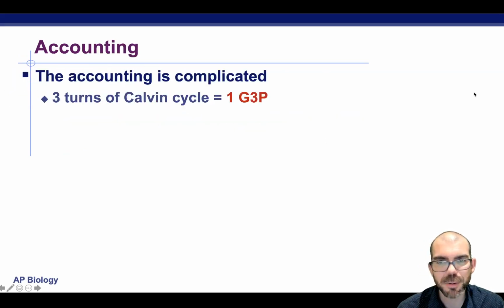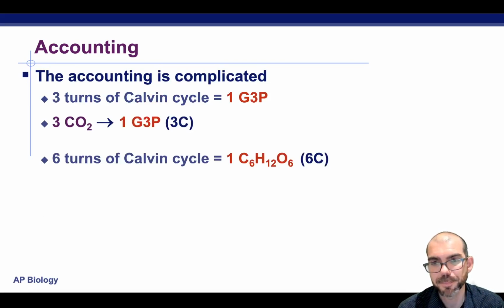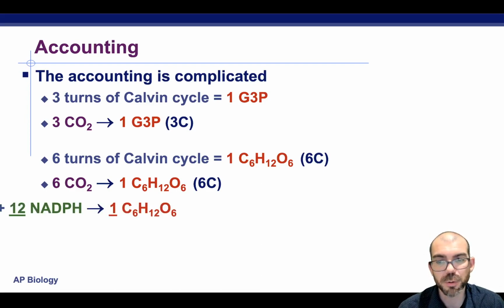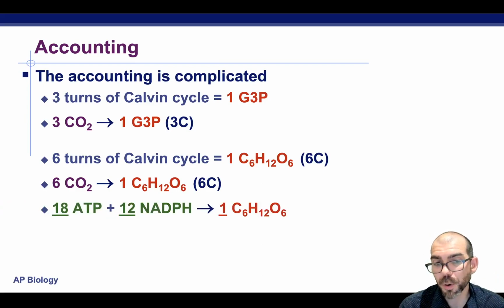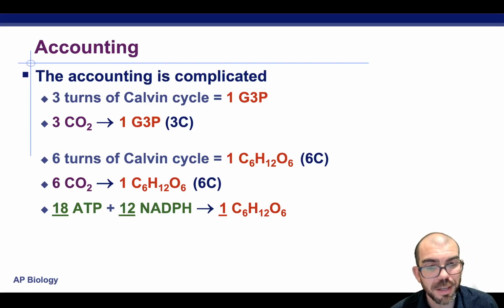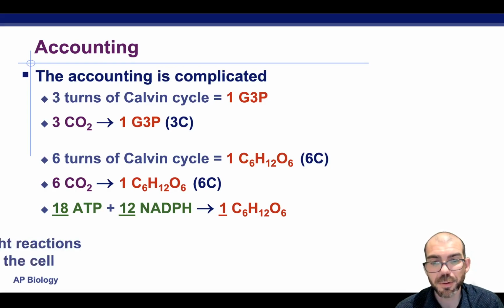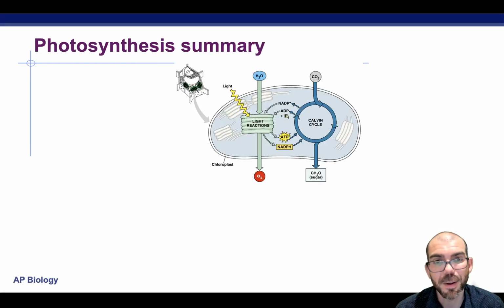So to do some accounting, 3 turns of the Calvin cycle makes 1 G3P. So 3 CO2s in, 1 G3P out. We need 6 turns to make 1 glucose because we need 6 carbons for glucose. Glucose is C6H12O6. Throughout this whole process, we're actually using 18 ATP and 12 NADPH to make 1 glucose. That's a lot of activity for the light-dependent reactions to generate that much.